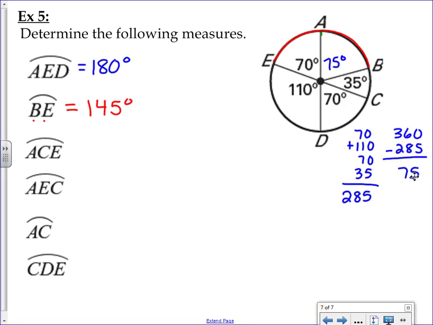All right, so now we're going to take a look at arc ACE. So arc ACE is a very large major arc. So notice that it's 75 plus 35 plus 70 plus 110, or you can just do 360 minus this little wedge, which is 70. Either way, you'll still get your answer. So that would be 290 degrees.